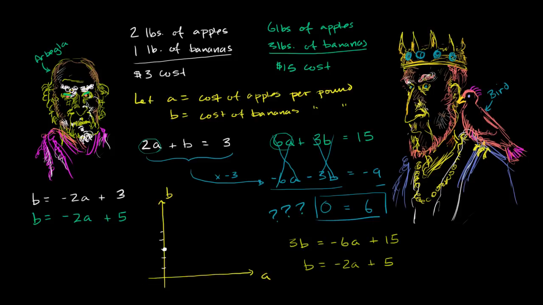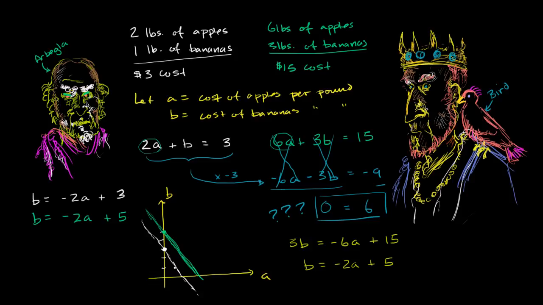So you go to the right one, you go down 2. Go to the right one, you go down 2. So the line looks something like this. I'm trying my best to draw it straight. And now let's draw this green one. This green one, our b-intercept is 5, so it's right over here. But we have the exact same slope, a slope of negative 2. So it looks something like that right over there.